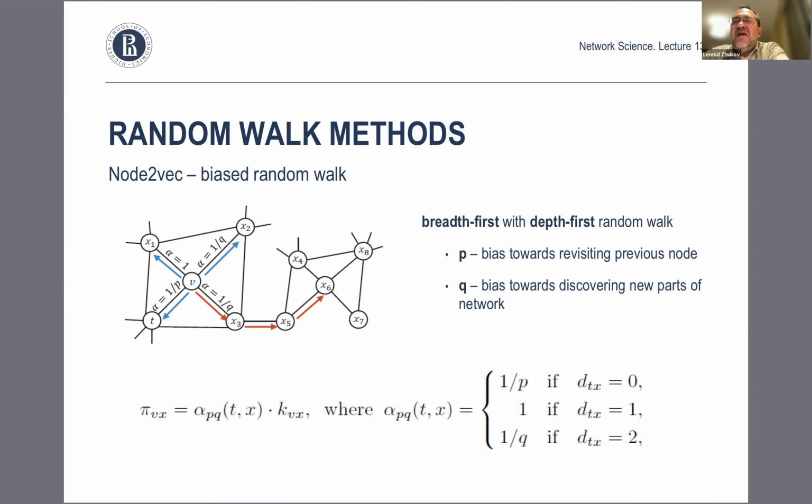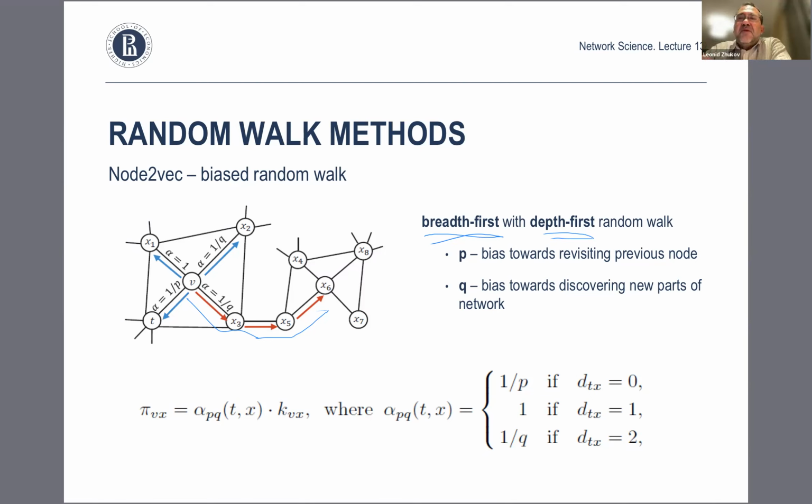We want to have some sort of breadth first search, where you can explore the local neighborhood of the node to capture the local structure, and that's usually done by returning to the previous nodes, making sure the random walk doesn't go far out. And also through the depth first part, where you avoid visiting the previous node, because in a breadth first search, you are always coming back and then exploring the next neighbor.